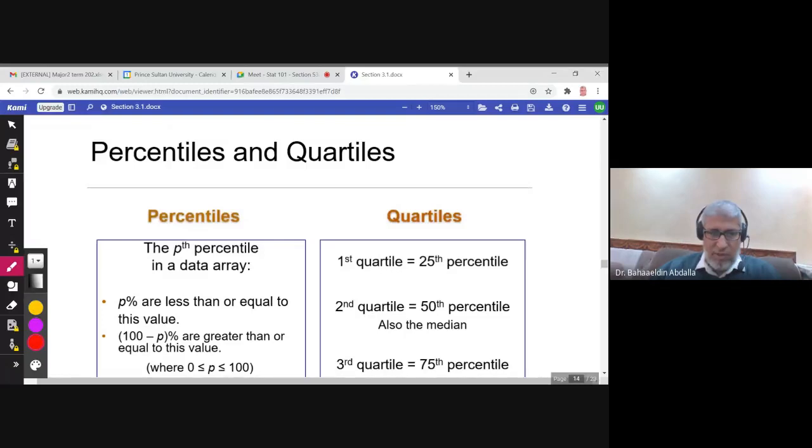This is a continuation of section 3.1, and today we will talk about percentiles and quartiles.